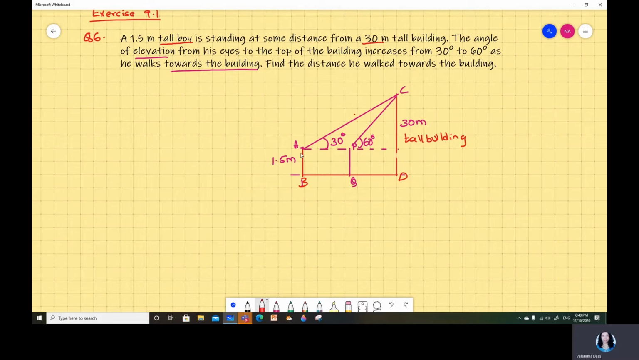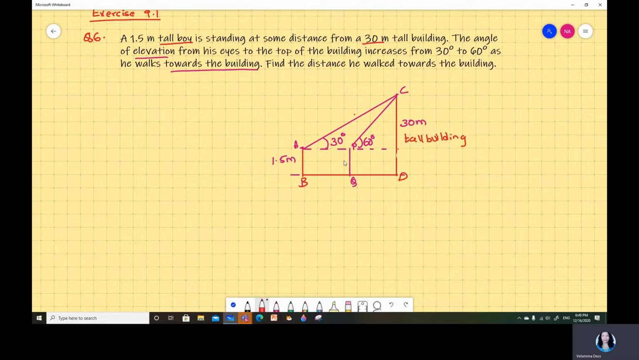The angle of elevation from his eye, so this is the eye position. He is raising his head up to see the top of the building. From his eye to the top of the building it increases from 30 to 60 as he walks towards the building. So the first angle of elevation is 30 degree.